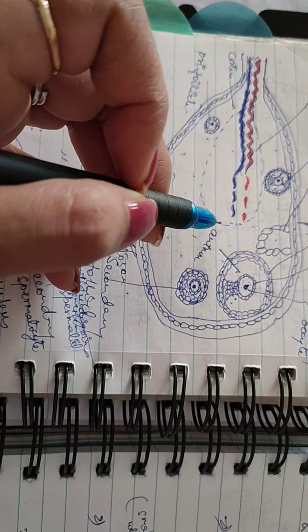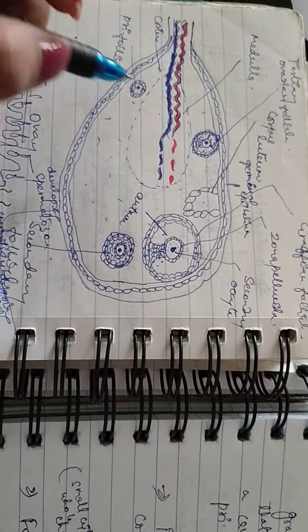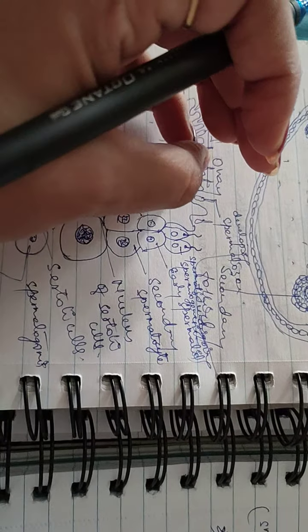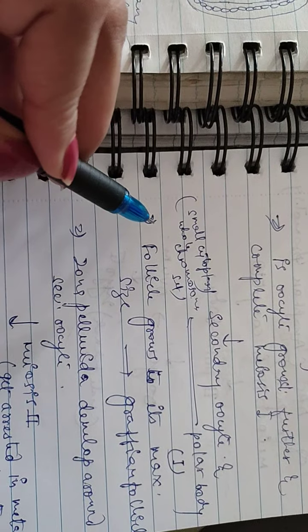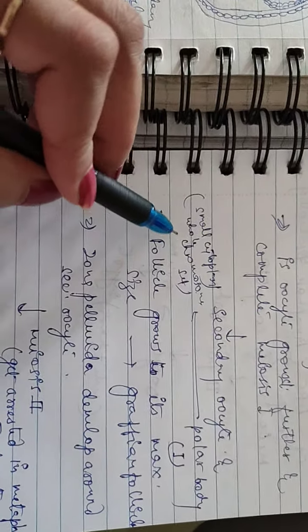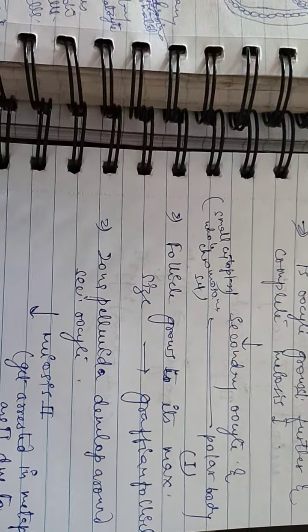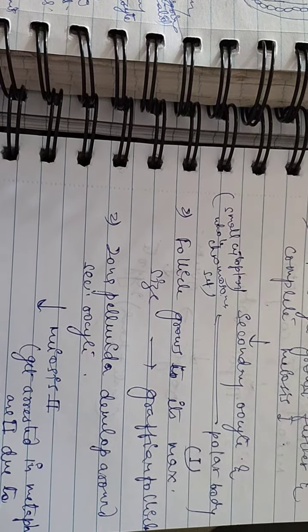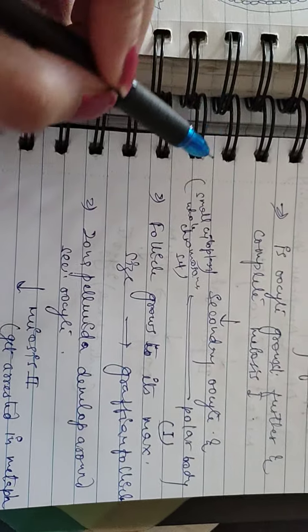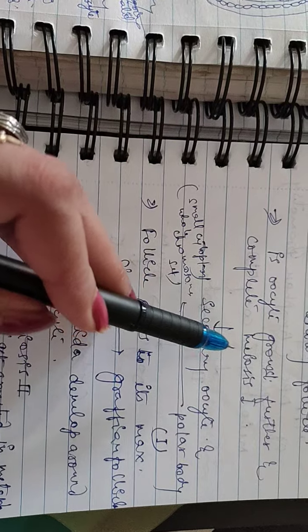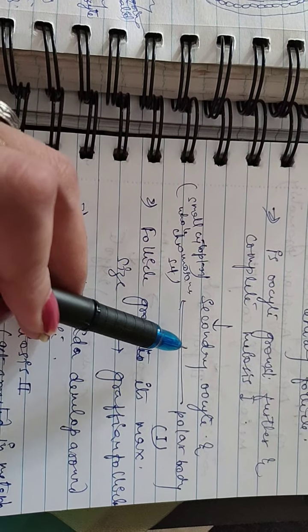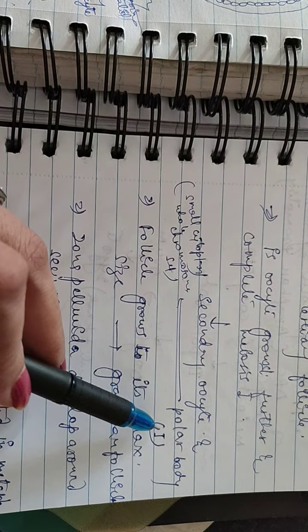So the primary oocyte grows further and completes meiosis first, and forms secondary oocytes, which contain small cytoplasm and the haploid chromosome set. After completing meiosis first, it will form the secondary oocyte and the first polar body.